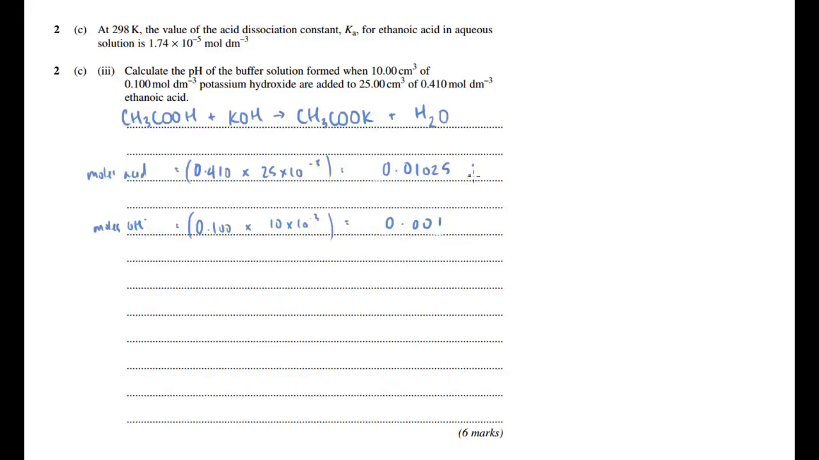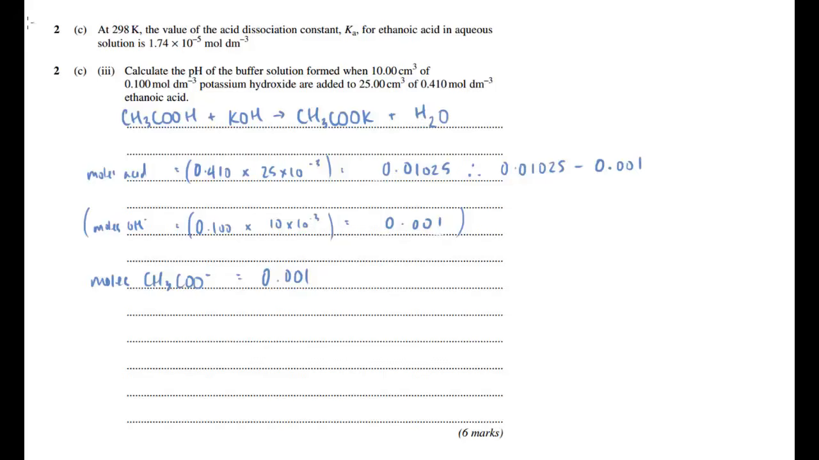Therefore, my acid ends up being 0.01025 minus 0.001. Because we're talking about, basically, the buffer is formed after this reaction has taken place. And so the reaction is going to take away 0.001 moles of this in order to produce these two. Which means, and we can now actually ignore our hydroxide, that the moles of the salt, the CH3COO minus, I've just ignored the K there, is going to be equal to 0.001, as would the moles of the water, but we don't need to worry about the water.